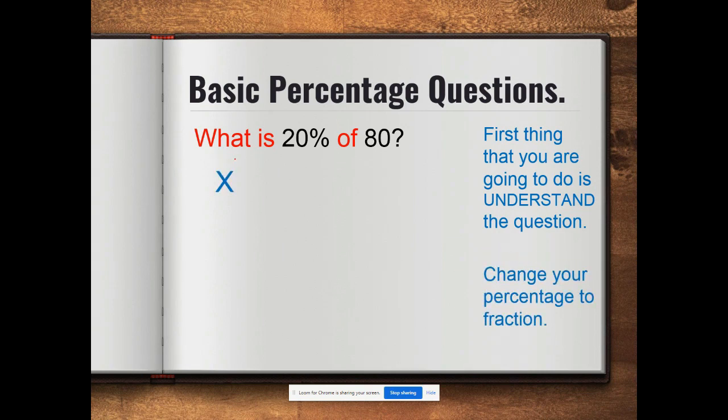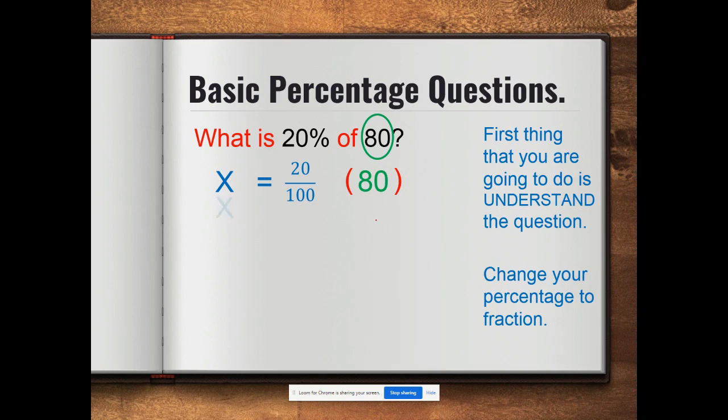So what here is represented by x. Is is represented by an equal sign. 20% is going to be represented by 20/100. And of here is going to be represented by parentheses. Of is usually used for multiplication, and we are going to multiply later. 80 here is going to be inside your parentheses because that's what we're going to multiply.